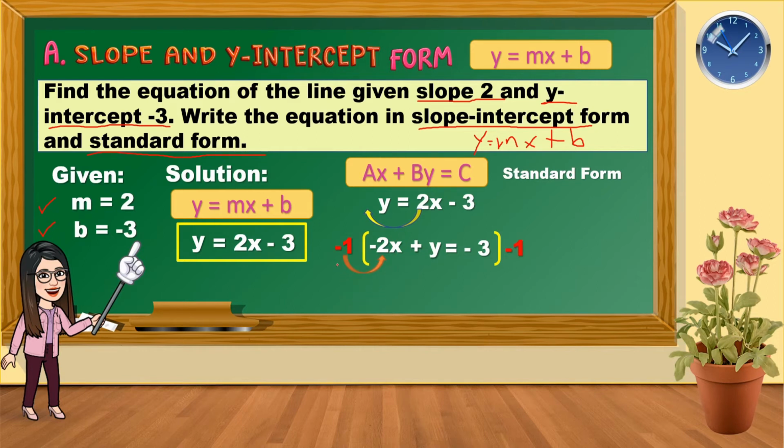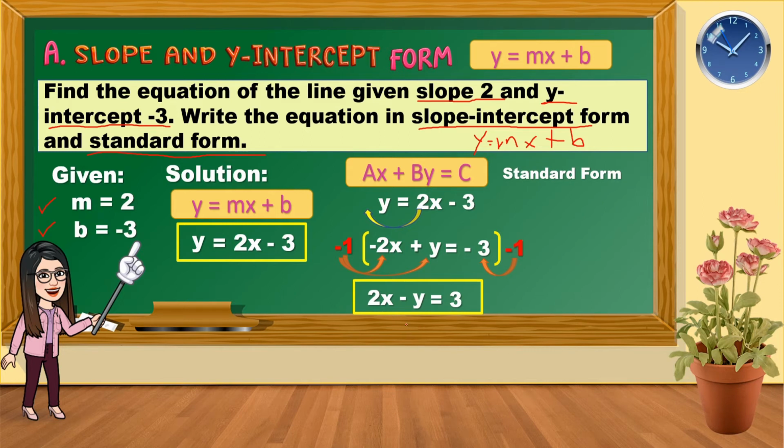Now, negative 1 times negative 2x is positive 2x. Negative 1 times y is negative y. Okay, so tapos na tayo dito. Dito naman tayo sa kabila. Negative 1 times negative 3 equals positive 3. Okay, so ngayon, meron na tayo ngayong positive x, which is 2x minus y equals 3. And this is now the standard form of the equation.